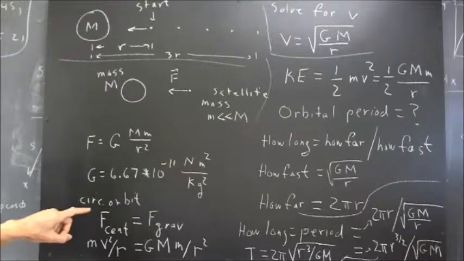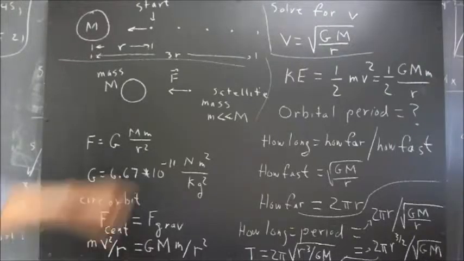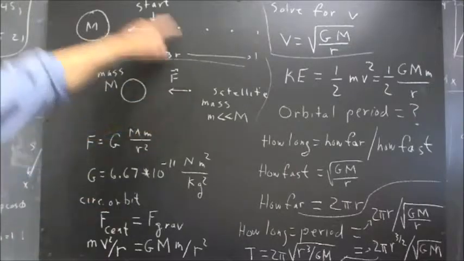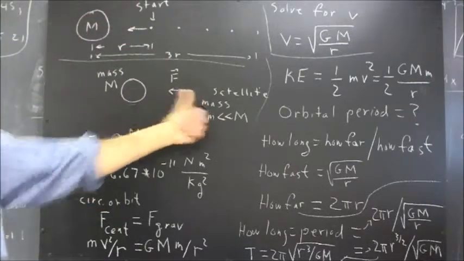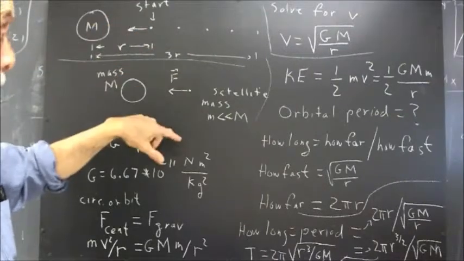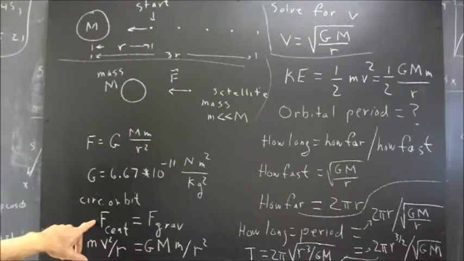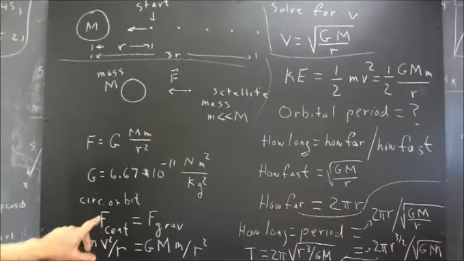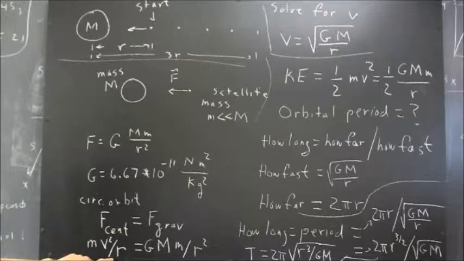Well, the condition for a circular orbit: if this thing's going to orbit the planet in a circle, it has to have a centripetal force pushing it toward the center, otherwise it would go off in a straight line. And the centripetal force is mass times the centripetal acceleration. Centripetal acceleration, as we saw last class, is v squared over r. So the centripetal force is mass times centripetal acceleration, mv squared over r.